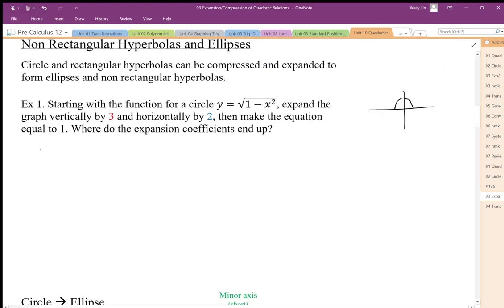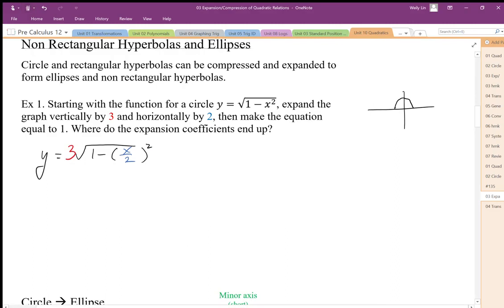So I have my y equals... we're going to multiply vertically by 3. There's my vertical expansion by 3. And I'm going to do a horizontal expansion by 2, so I'm going to divide by 2 like that.